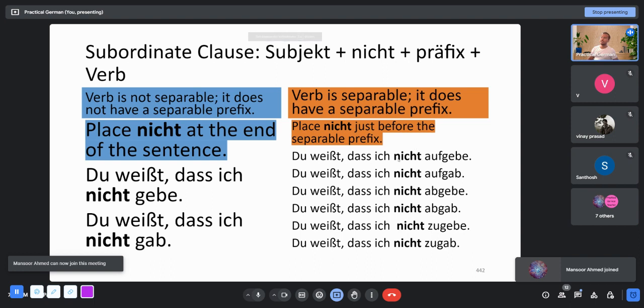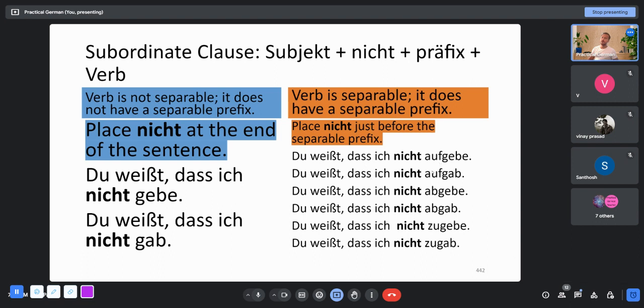If there was no nicht, you would have said du weißt, dass ich aufgebe. Du weißt, dass ich aufgab. Du weißt, dass ich abgebe, and so on, right? And if you want to place the nicht, you place it before the prefix. So the rule still holds. It's just that the verb is after the prefix. Don't worry about that. So in a subordinate clause, okay. Santosh, maybe you can read these ones as well on the left side.